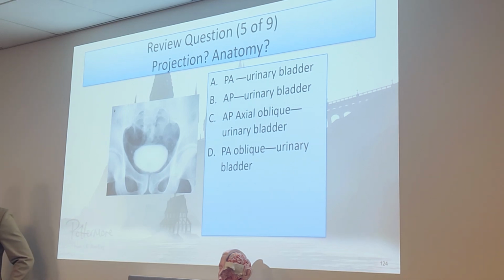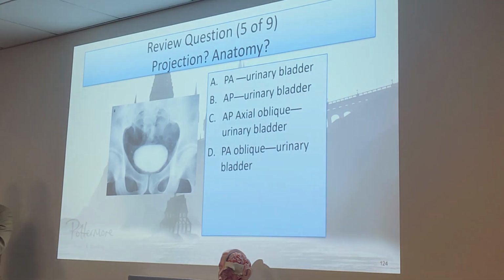AP axial. It's not that, C. It doesn't seem like axial. It's like AP urinary bladder. So remember, we have two different ones when we talk about the cystograms. We have a regular cystogram and we have a voiding cystogram. That's our first clue.